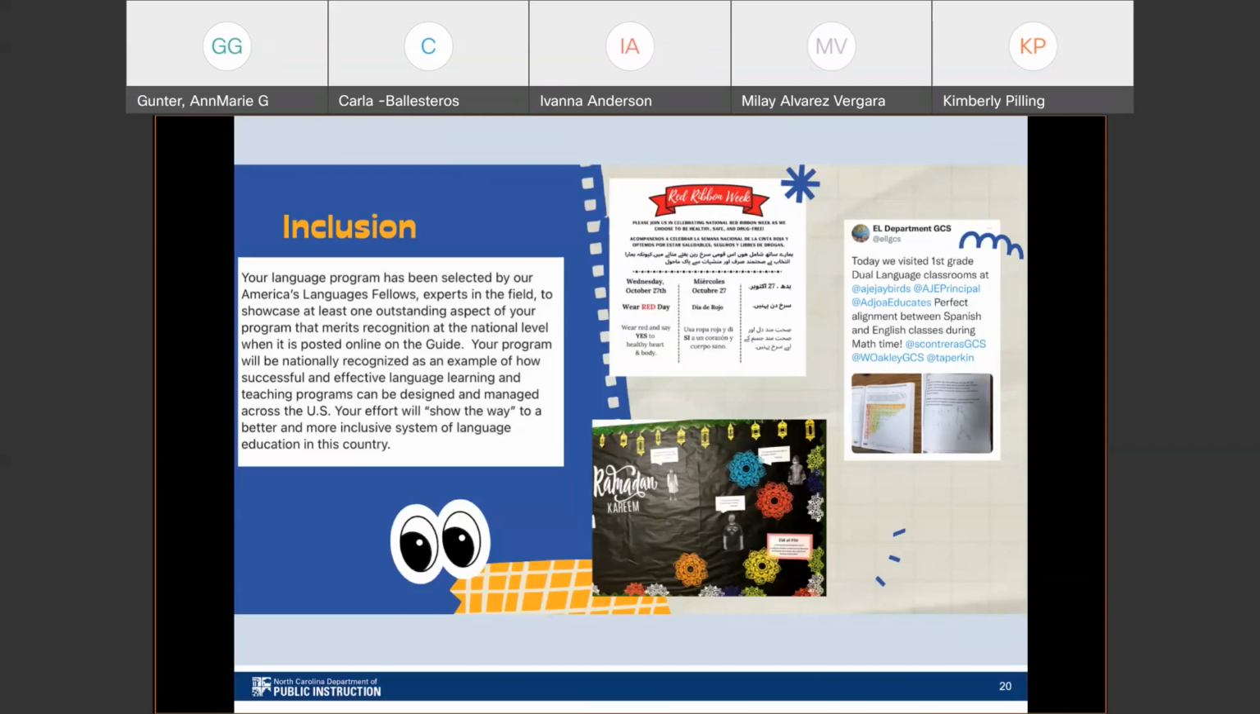This is just a picture of a sample of one of our bulletin boards during Ramadan. And these are pictures of our students explaining and sharing what Ramadan is to them, the importance. And it is important that we highlight those things from our students, and that they see that their voice is important around our buildings and they are acknowledged.